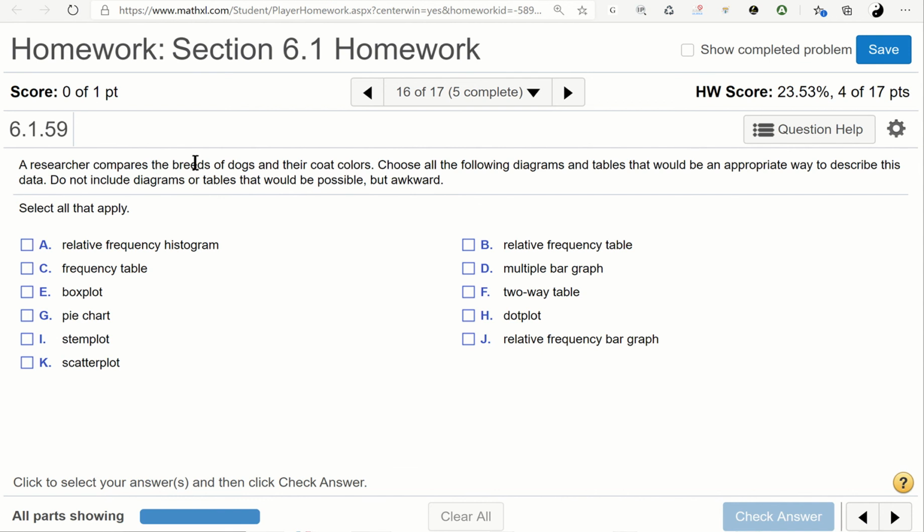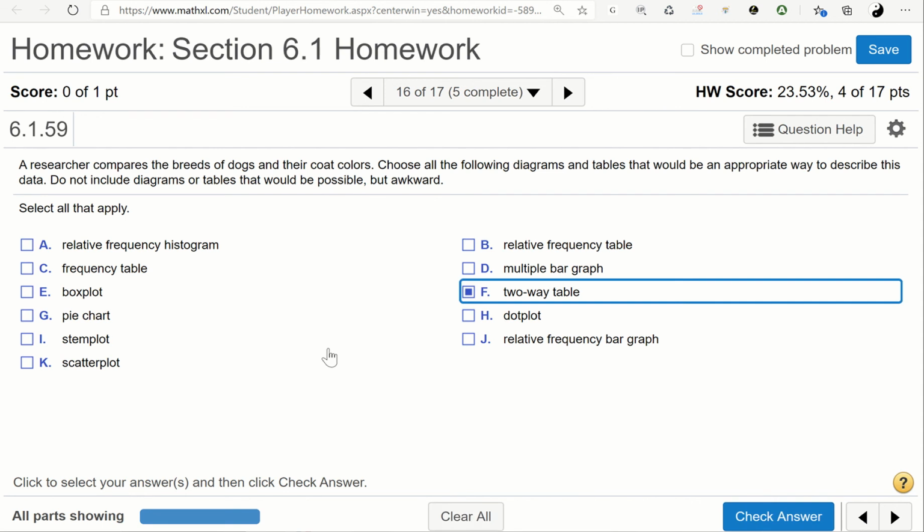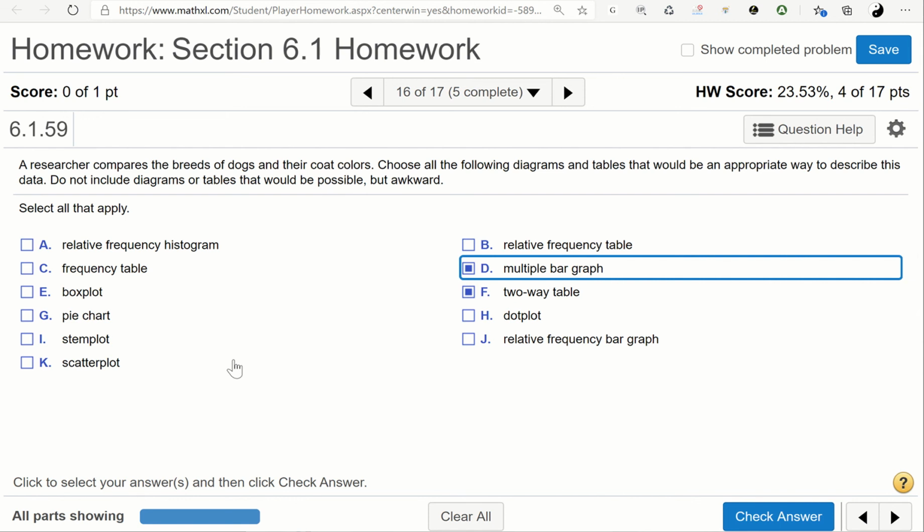All right, so here's our last example for the day. We have a researcher who compares the breeds of dogs and their coat colors, right? Choose which of the following diagrams would basically be an appropriate way to represent that data, right? Notice that we're dealing with two categorical variables, right? So if you want to compare two categorical variables, you're basically going to be limited to these that we have seen before, two-way tables, and you can also use multiple bar graphs. These other ones you want to stay away from because they would not work for two categorical variables.